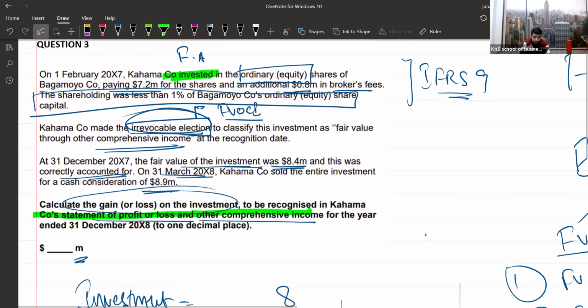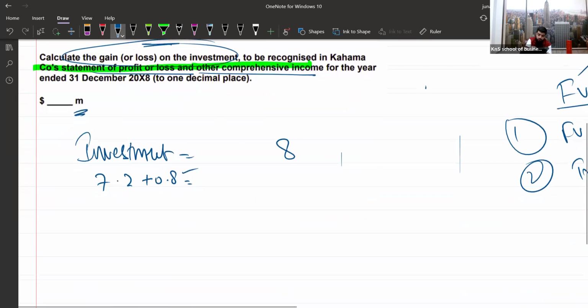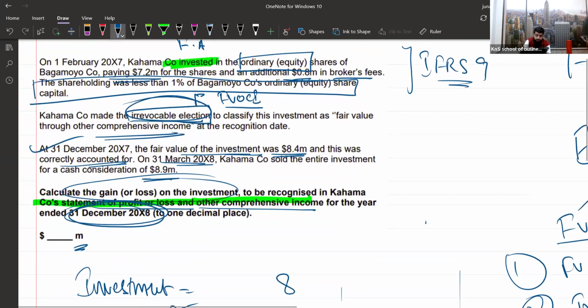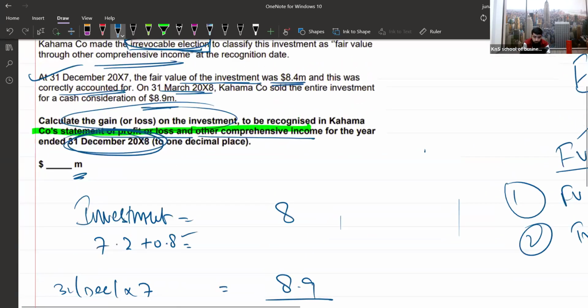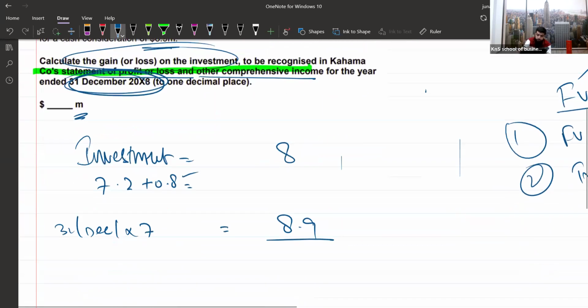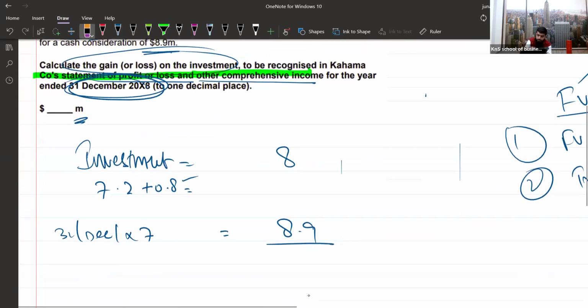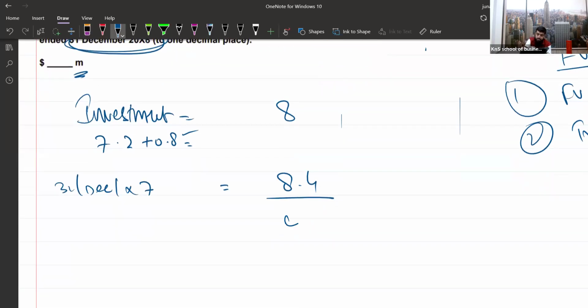At the end of 31st December 2007, the fair value of the investment was... sorry, it's not 8.9 million, it's 8.4 million. 8.9 is the disposal proceeds, sorry. It's 8.4 million, which means the value of the investment increased by 0.4.